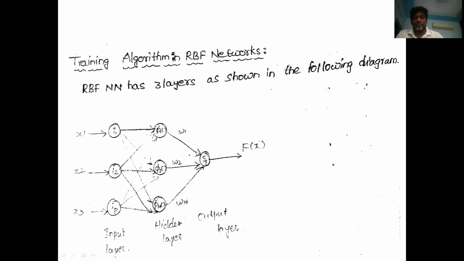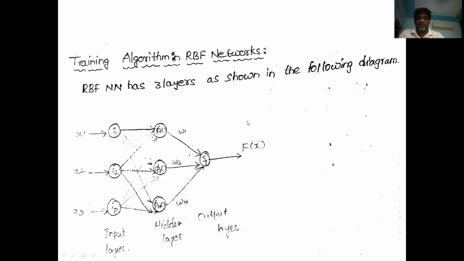And the final output from the output neuron of the output layer, let us say that it is f of x. So we need to derive a formula for this f of x, and how we arrive at this f of x. What are the steps used for calculating this f of x? That forms our training algorithm, right?